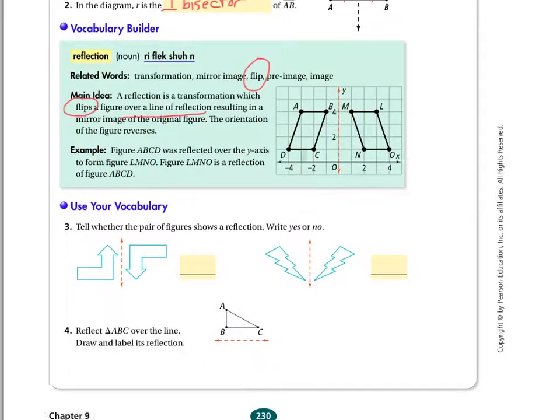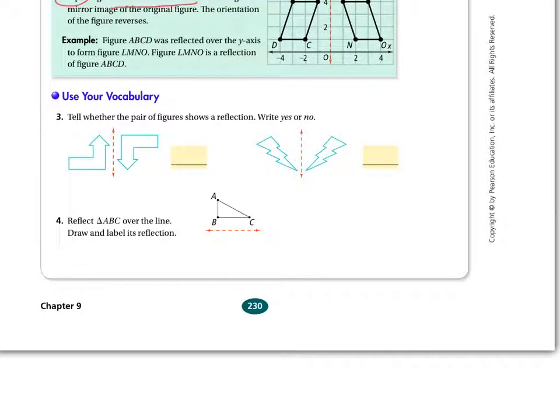So let's look at 3. Is number 3 a reflection, yes or no? You have your paper, you could fold it. Could you fold it here, and would this fold directly over on top of this one? No, because this would be laying here, right? It would end up going in this direction, wouldn't it? And so the answer here is no. What about the second picture, the lightning bolts? Yes, this is.